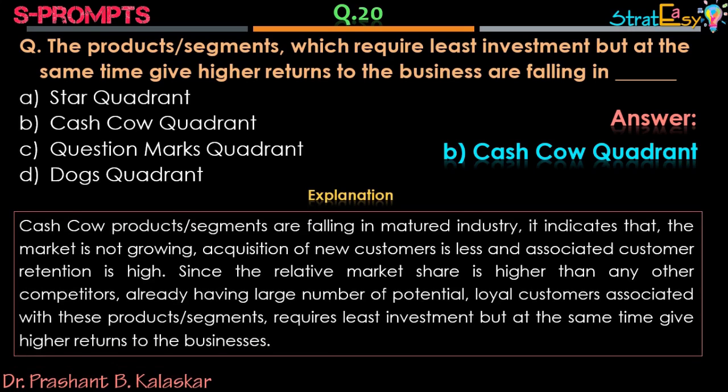Cash cow products or segments are falling in the matured industry. It indicates that the market is not growing, acquisition of new customers is less, and associated customer retention is high. Since the relative market share is higher than any other competitors, already having a large number of potential loyal customers associated with these products or segments, it requires least investment, but at the same time it gives higher returns to the businesses.